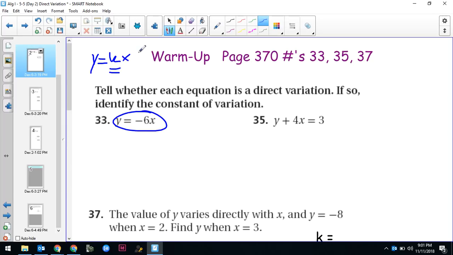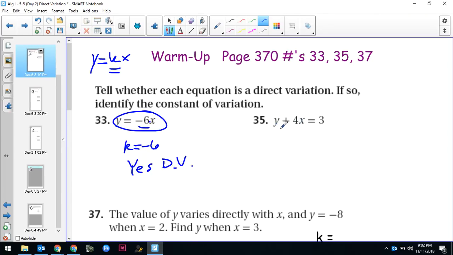Notice that there's no addition or subtraction. It's not like it's a y equals kx plus 10 or y equals kx minus 5. There's no plus or minus sitting out here on the end. And this is when y is completely solved for, okay? So y is solved for. I've got a y is equal to negative 6 times x, multiplication in there, right? So that means this k value is negative 6. K is negative 6. So we would say, yes, it is a direct variation. And then the k value is negative 6.